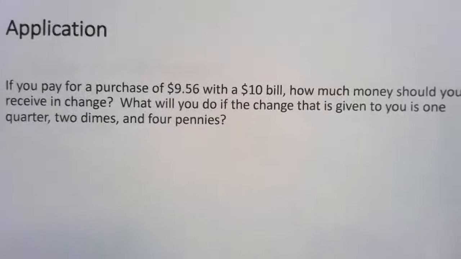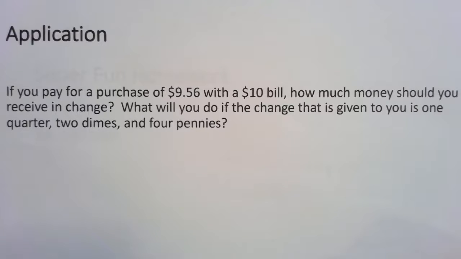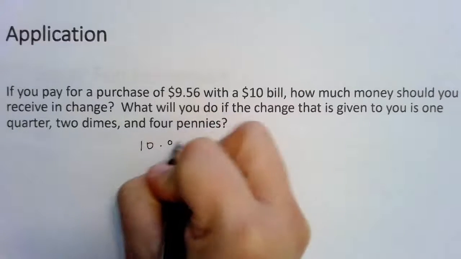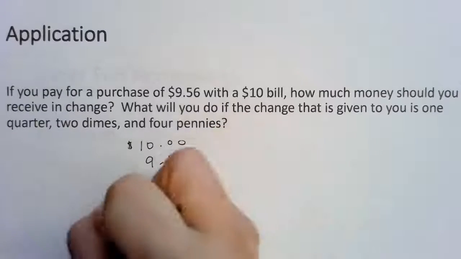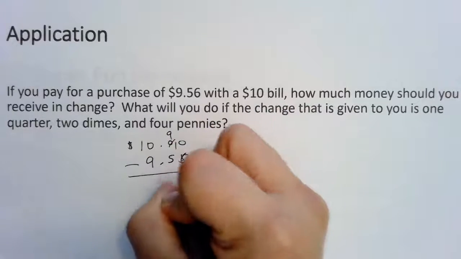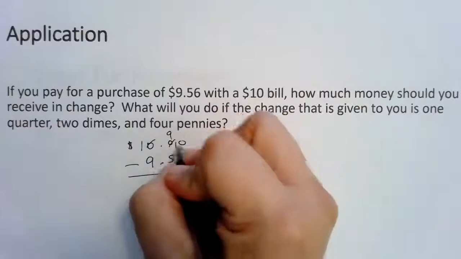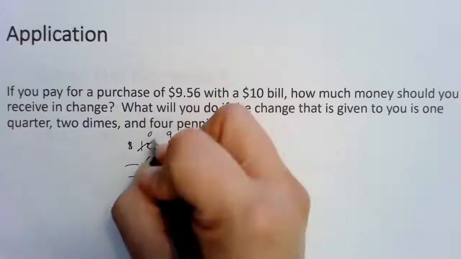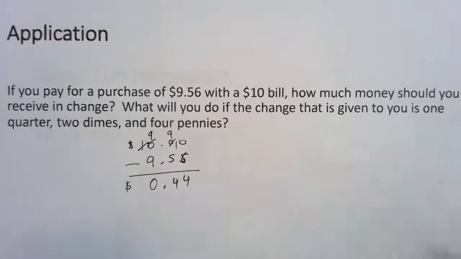Okay, let's do an application problem. If you pay for a purchase of $9.56 with a $10 bill, how much money should you receive in change? So basically we're paying with $10, but it cost us $9.56. We're subtracting. So this would be 10 minus 6 is 4, 9 minus 5 is 4, and it would just be 44 cents because we borrowed here. So this 10 would become 9, and 9 minus 9 is 0. So you would have 44 cents in change.